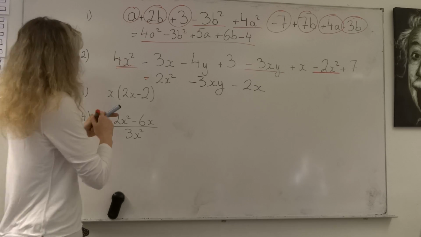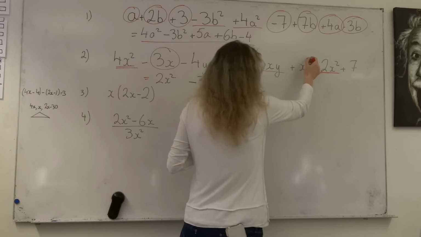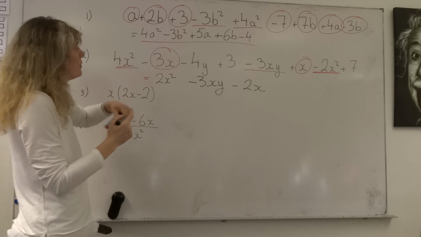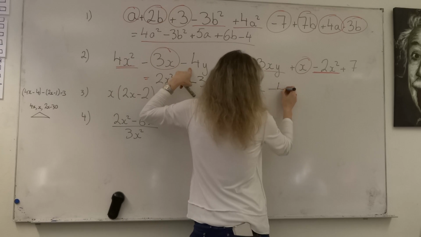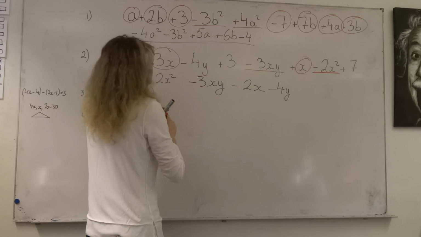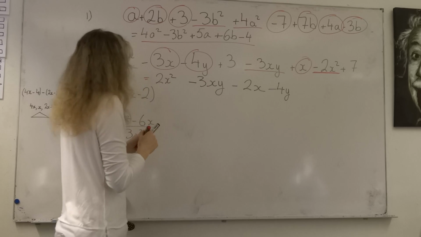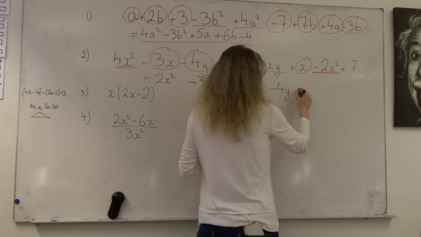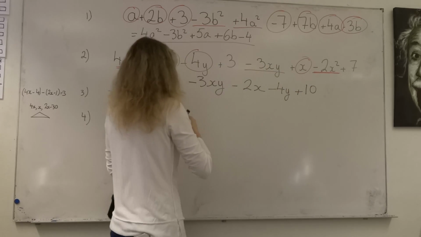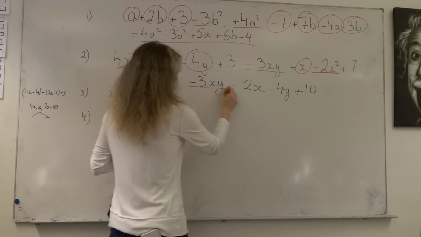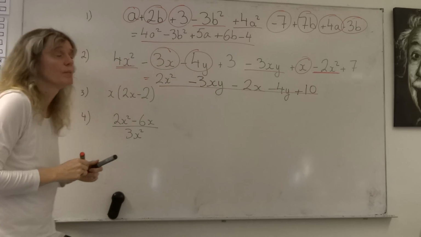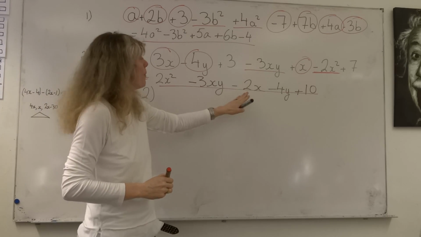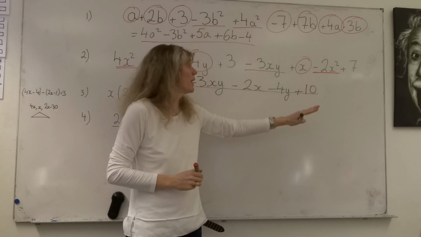Now I've done my x terms. Circle those, so remember that I've done them. Then we have only one y term, and it's a minus in front, so it's minus 4y. Now done that term as well. And then I've only got my numbers left. 3 plus 7 is plus 10. Again, it can be a different order than I've written up there. But 2x squared minus 3xy minus 2x minus 4y plus 10.